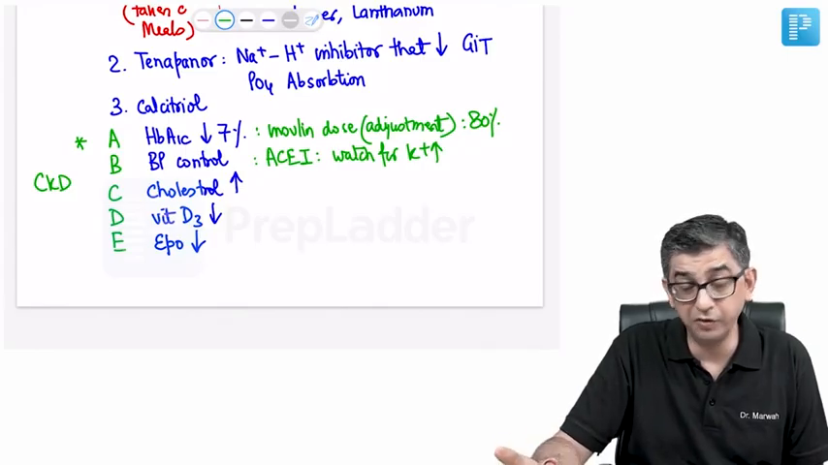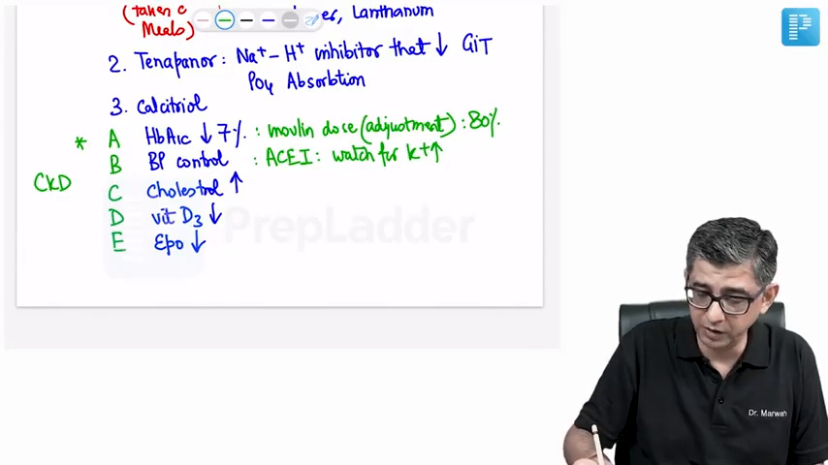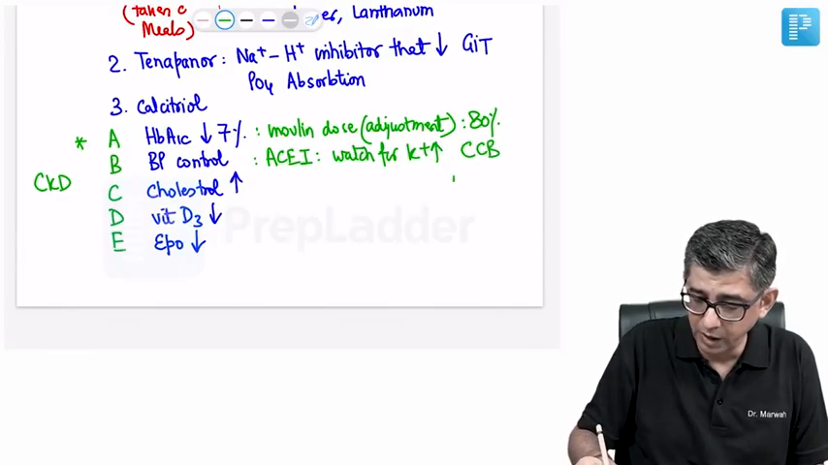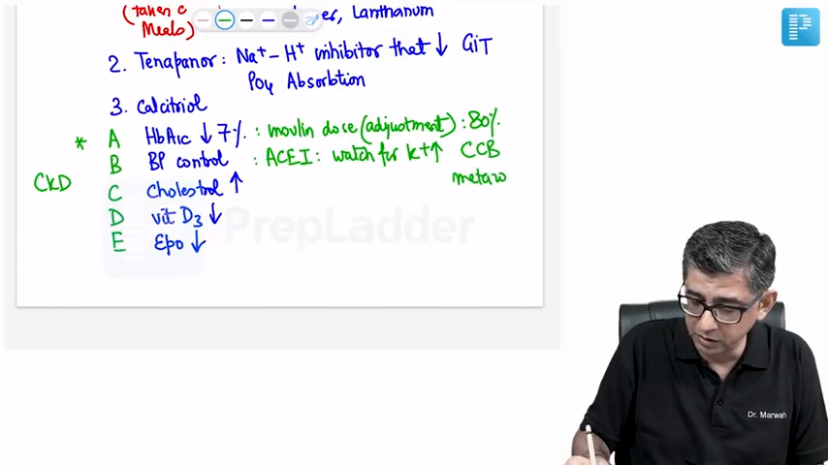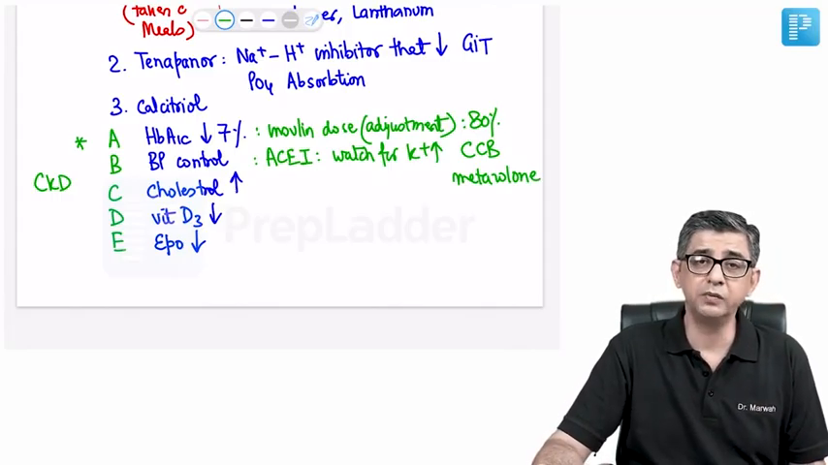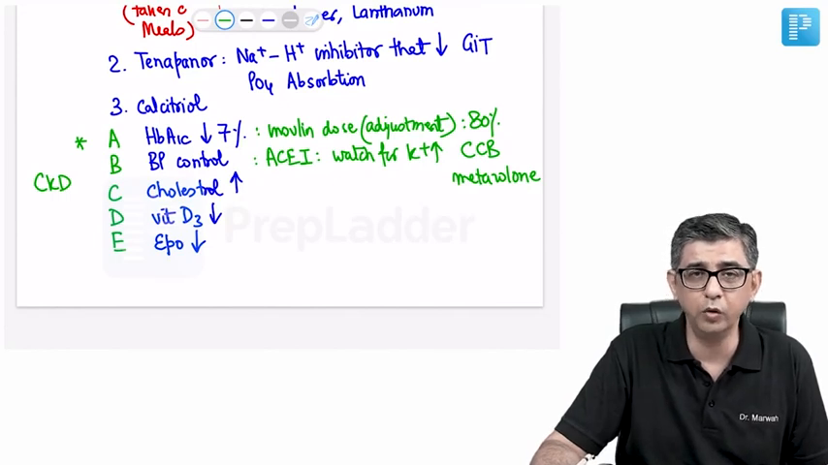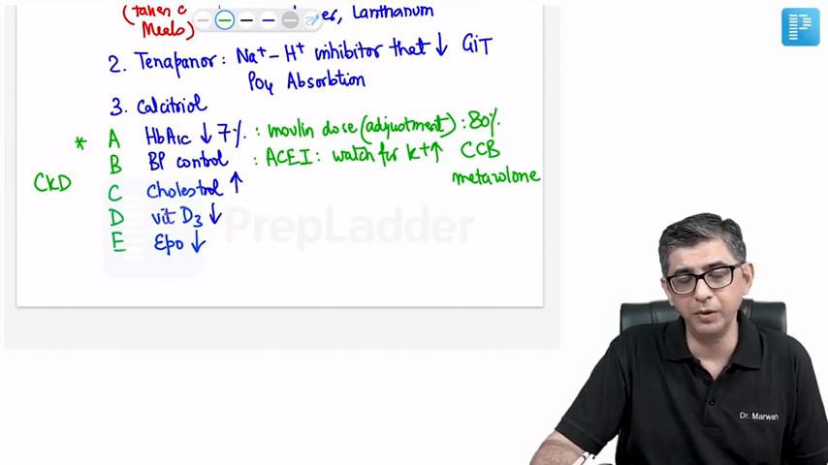But if it's not working, then you need to switch over to calcium channel blockers and alpha blockers in the patient. And metolazone also has an important role. In fact, the major diuretic that is mentioned in all the segments where chronic kidney disease has been discussed in Harrison, metolazone is the one that is recommended over the thiazide group, as compared to hydrochlorothiazide.